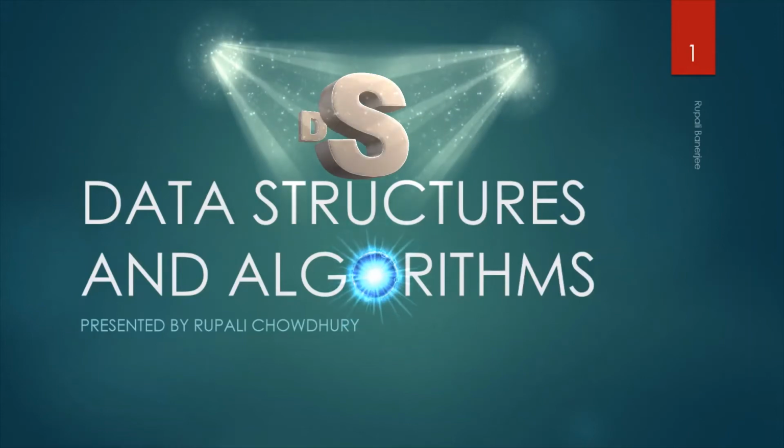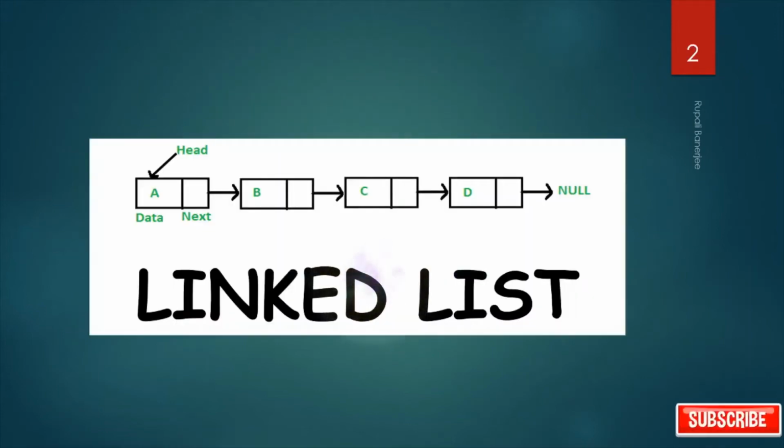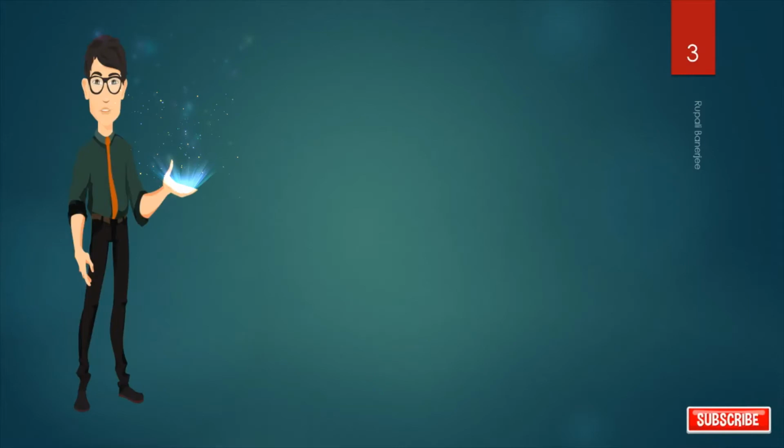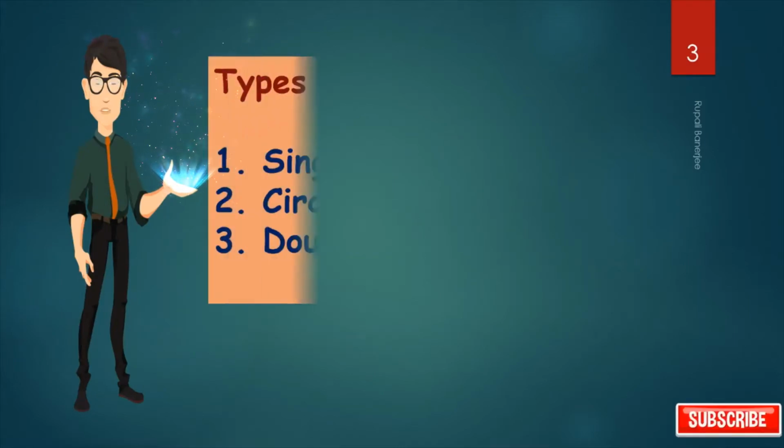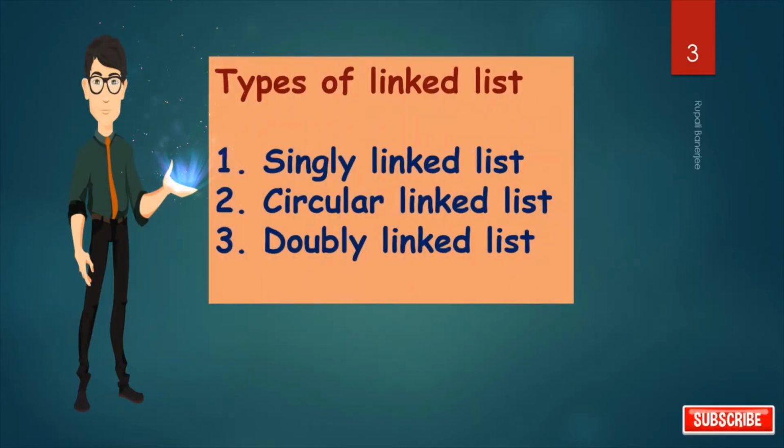Today our topic is linked list. Before learning this video, please learn our previous videos on linked list of this series. Then this video will be more clear for you. We already learned in our previous video there are three types of linked list: singly linked list, circular linked list and doubly linked list. We already learned many operations on singly linked list and circular linked list. Today we will learn operations on doubly linked list.